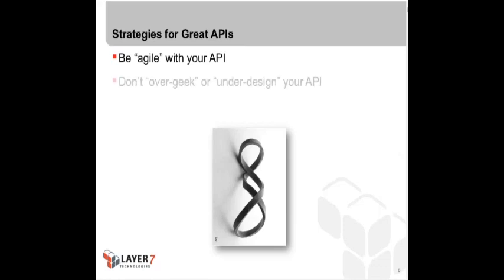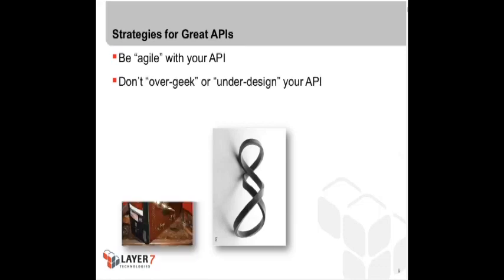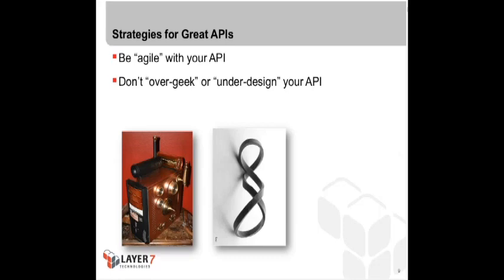Another one that I see very common is don't over-geek or under-design. I see a lot of people basically write APIs that expose, for example, their entire data model to the world. That's a terrible idea. That's way under-designed and way over-geeked. Nobody really cares about your data model. What they care about is getting things done.